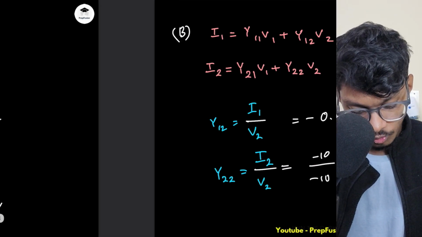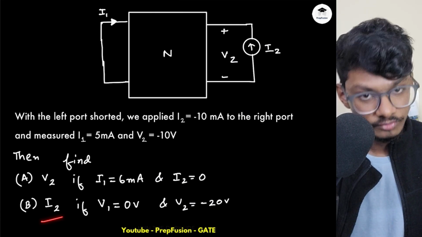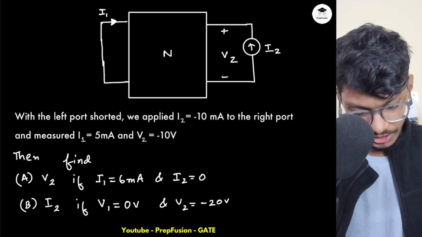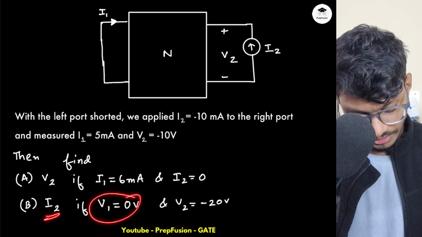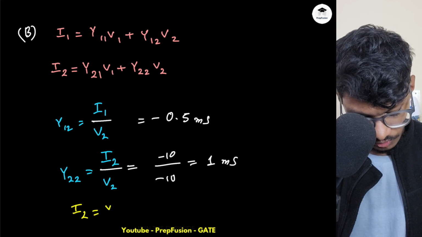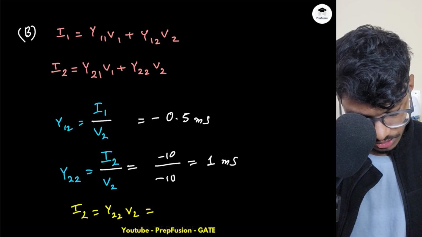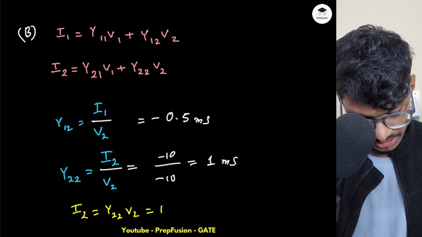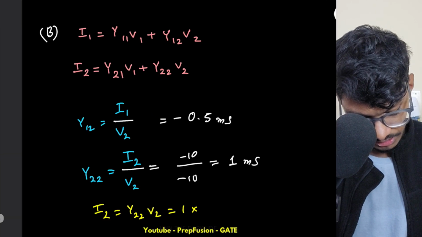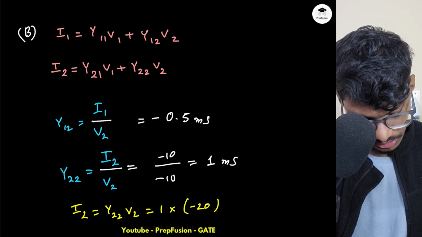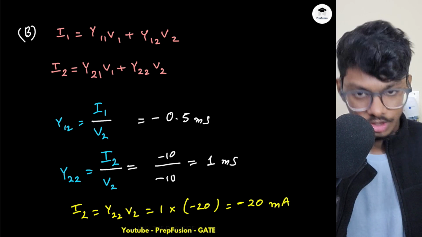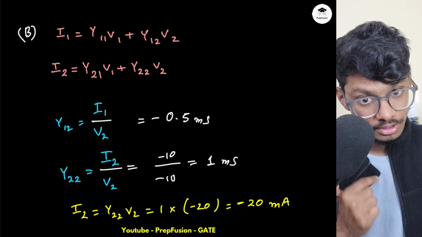Now what do we need to find out? We need to find out I2. Just hold on a second, let me check if everything is recording. Yes, we need to find out I2. So V1 is 0 and we need to find out I2. I2 will be simply Y22 into V2. Y22 is 1 millisiemens, and V2 they have given us is minus 20. So it will be minus 20 milliamps. This will be the answer to option B.